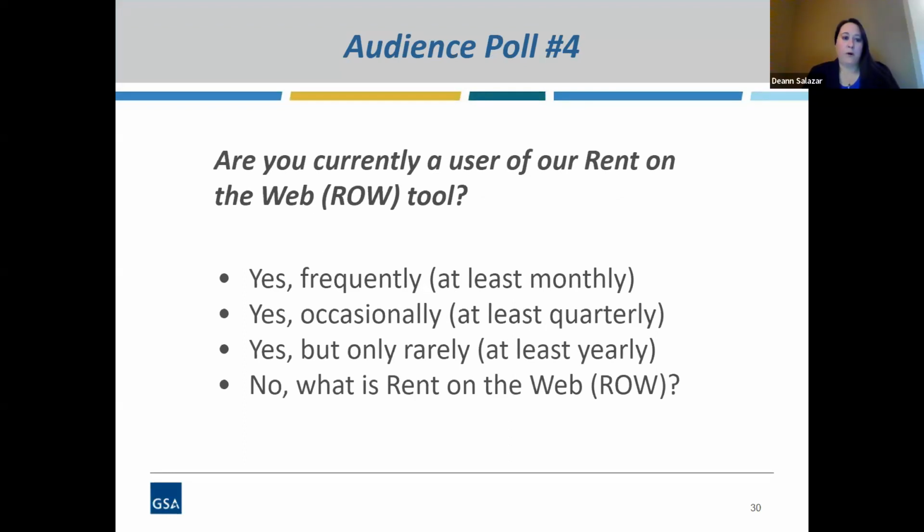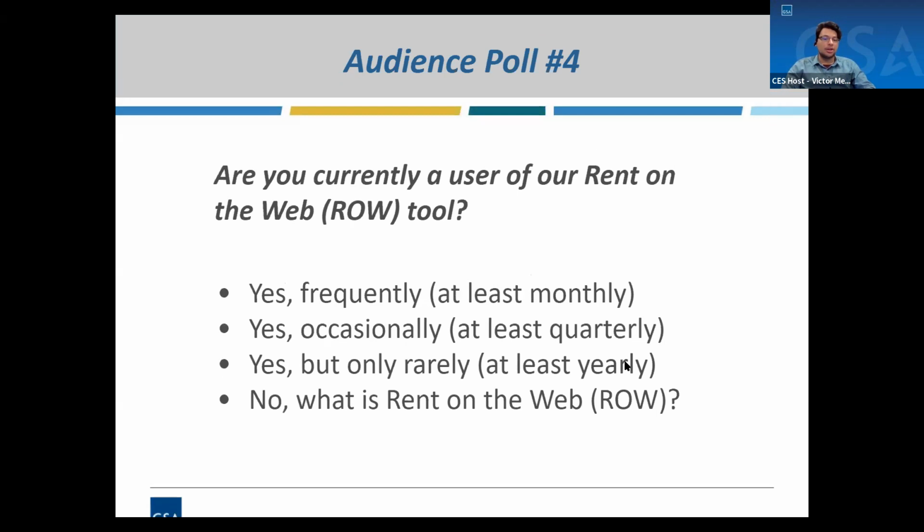We had one more poll question here, Victor. There is another poll question. I see it. Our next poll question: are you currently a user of our Rent on the Web (ROW) tool? Number one, yes, frequently, at least monthly. Number two, yes, occasionally, at least quarterly. Number three, yes, but only rarely, at least yearly. And number four, no. What is Rent on the Web/ROW?